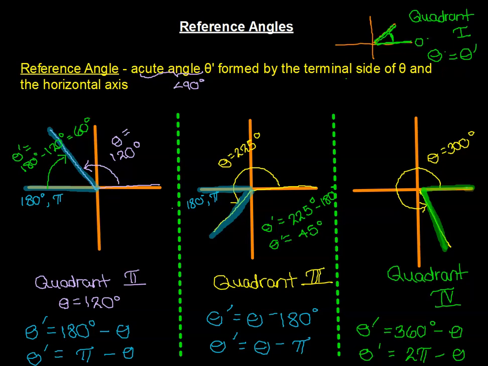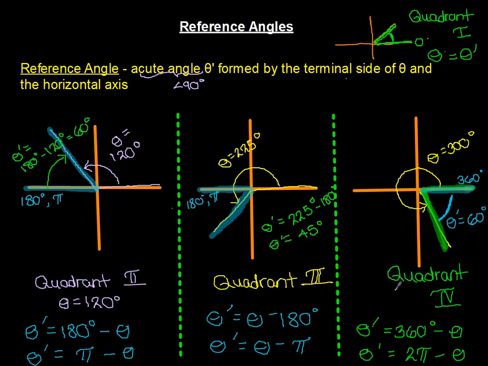This time the closest horizontal axis to it is right here, which when you come around to quadrant 4, is at 360 degrees. So the reference angle is between here and here, which would be 360 degrees minus 300. If I take 360 minus 300, I would get a reference angle of 60 degrees. So anytime your angle is in quadrant 4, that's how you would solve for the reference angle.